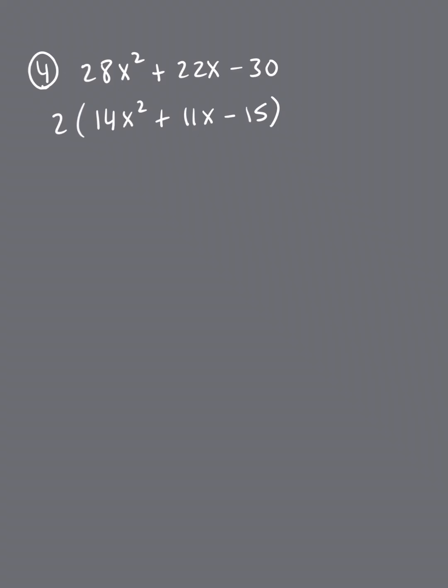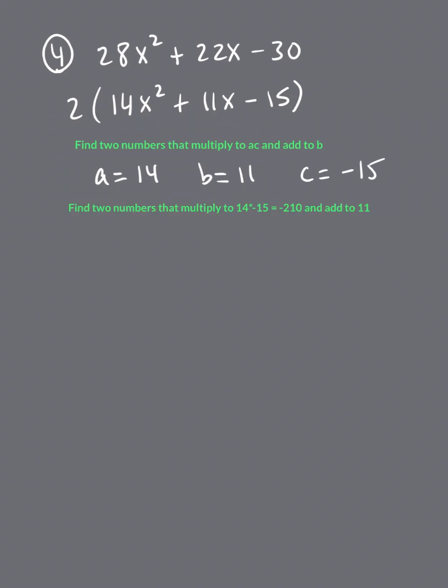Now we need to use our AC method, which is finding two numbers that multiply to AC and add to B. And we know that A is 14, B is 11, and C is negative 15. In that case, that would be finding two numbers that multiply to 14 times negative 15, which is negative 210, and add to 11. So what are those two numbers? Again, a calculator can really help here to find those two numbers. The two numbers are 21 and negative 10.